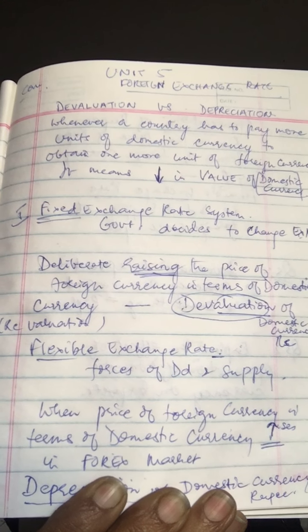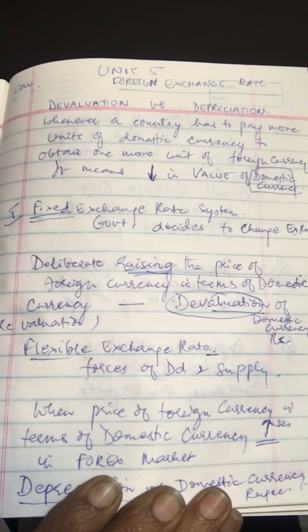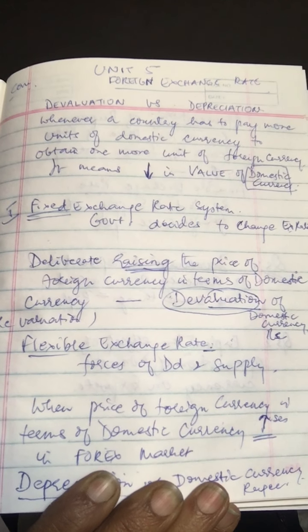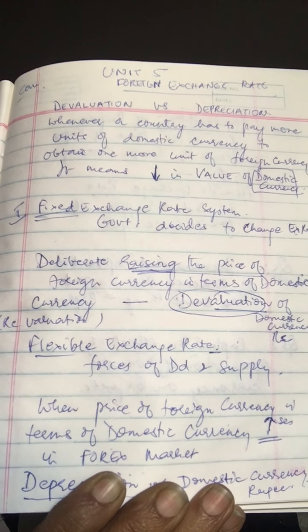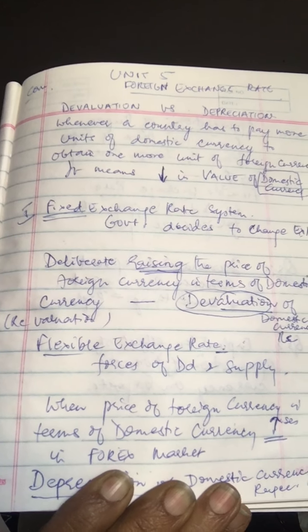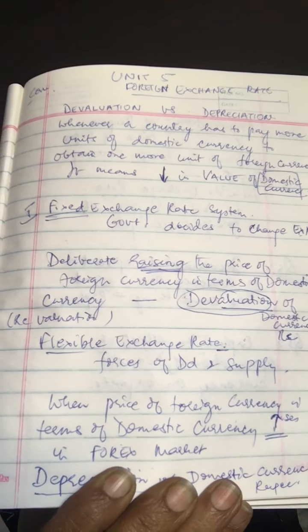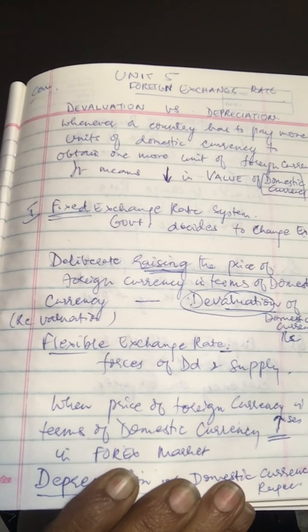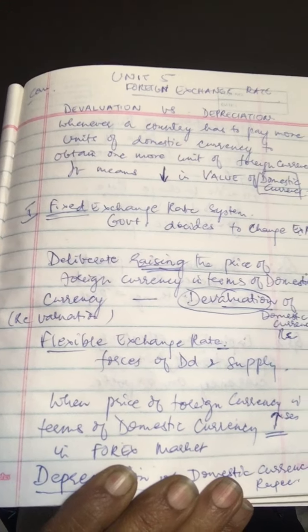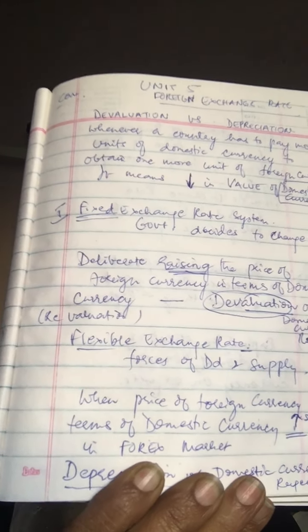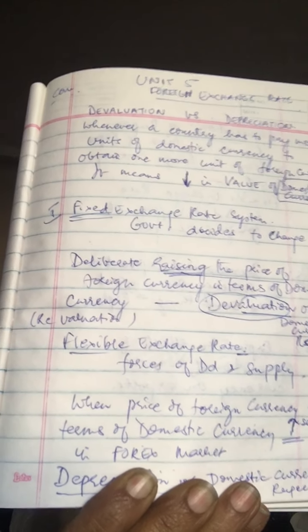Under the fixed exchange rate system, it is the government who decides when to change the existing exchange rate. Suppose the government decides to raise the price of foreign currency in terms of domestic currency. Now this deliberate raising of the price of foreign currency in terms of domestic currency by the government is termed as devaluation of domestic currency.